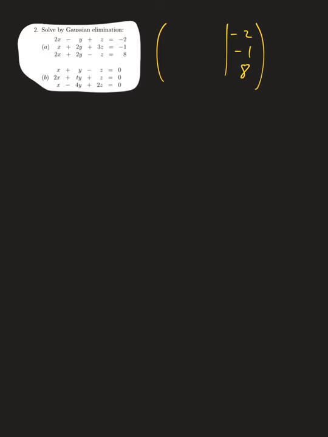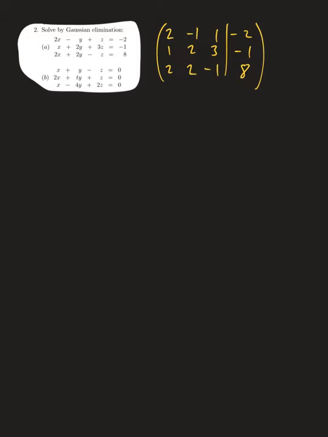So on the top, we have 2x minus y plus z. So that's 2, -1, and 1. Second row, we have x plus 2y plus 3z. That's 1, 2, and 3. The third row is 2x plus 2y minus z. So that's 2, 2, and -1. And that's the augmented matrix.